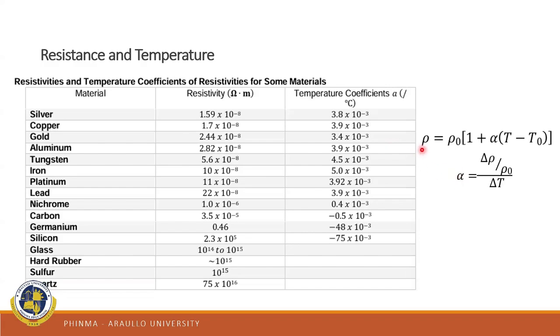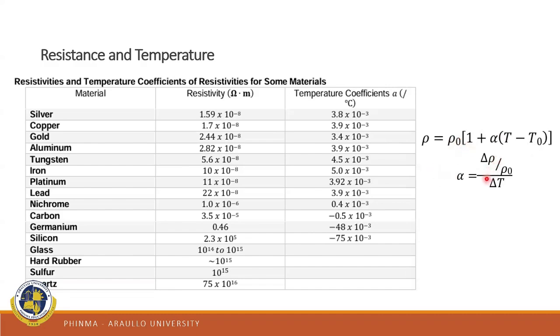Yung resistivity natin is parang rho. So parang density siya dun sa ating static fluid na topic. But here, yung rho na ito is resistivity. Resistivity, sorry. And then we have resistivity sub O times 1 plus yung temperature coefficient na alpha, yung final temperature minus initial temperature. Yung rho sub O is the initial resistivity.